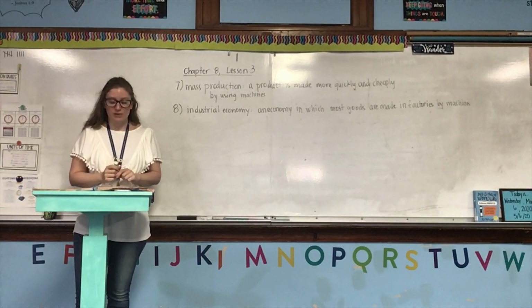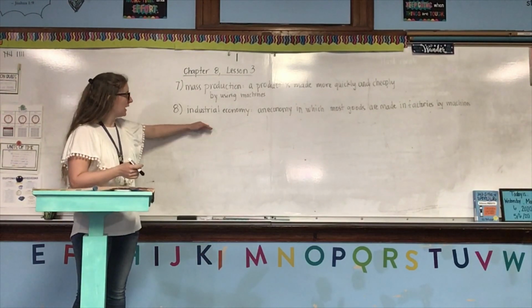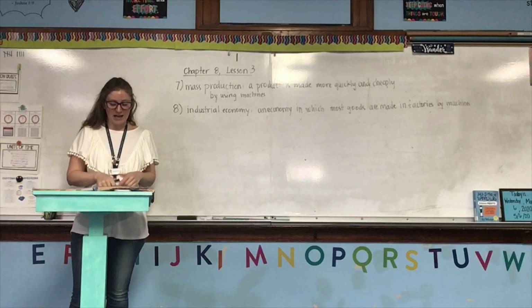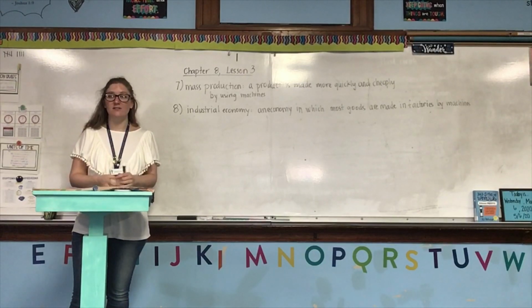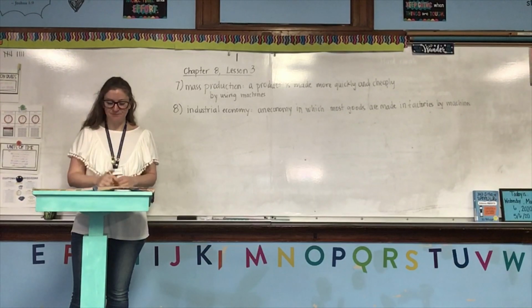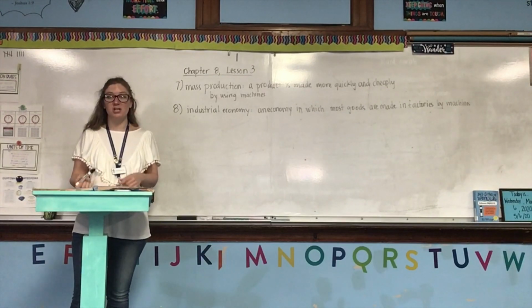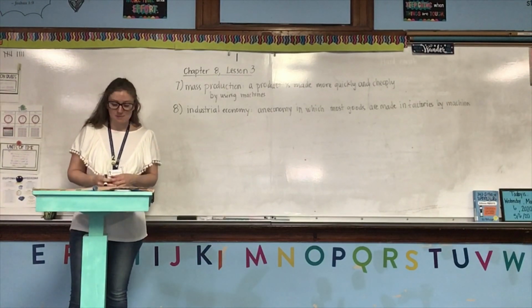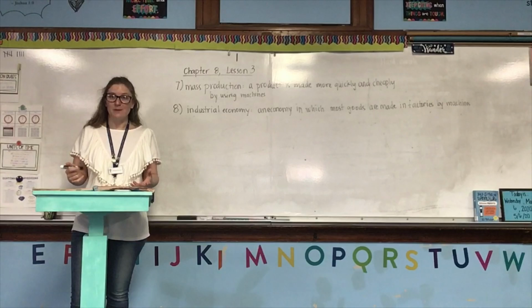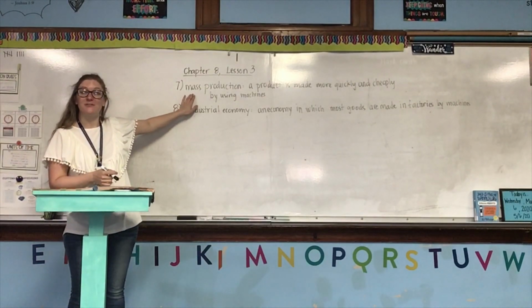Okay, so let's do the reading check question now. I'll ask the question, you pause the video, answer it underneath your vocabulary, and then play the video to check. So what is mass production? Okay, well, if you said mass production is a form of production in which a product is made more quickly and cheaply by using machines, then you are correct. We actually still have the vocabulary, the definition right here.